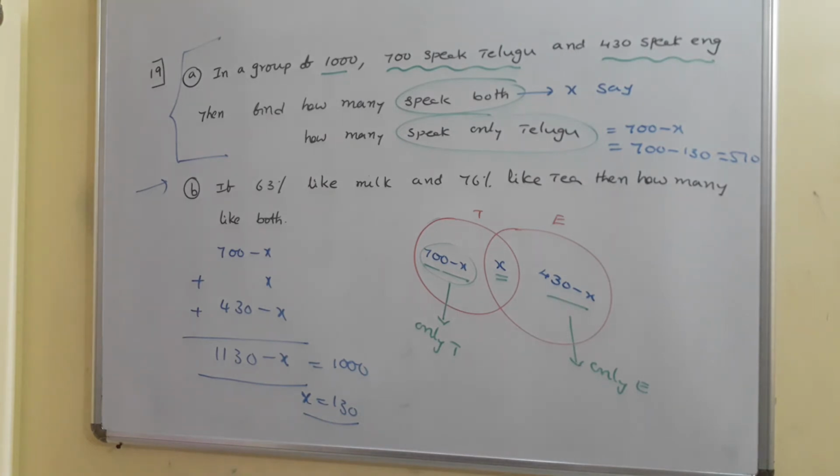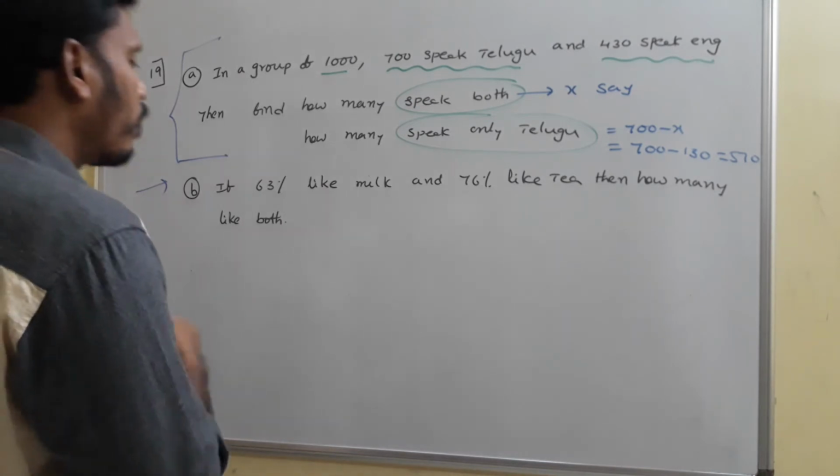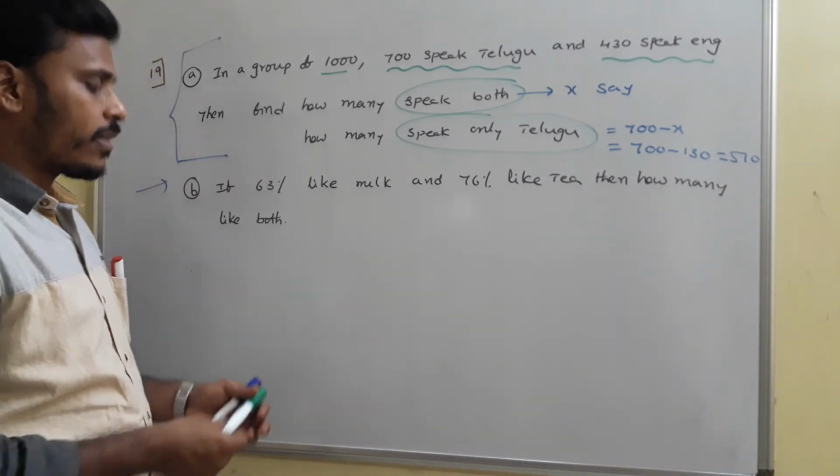19b. 63% like milk and 76% like tea, then how many like both? So it's a very simple problem as we mentioned there.